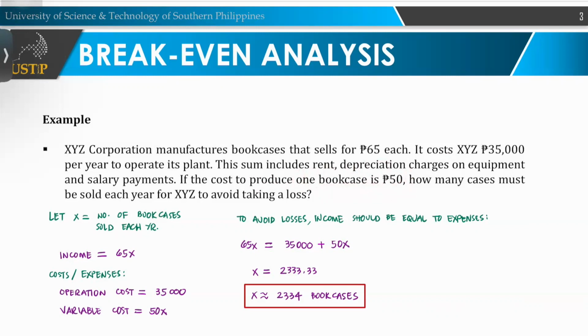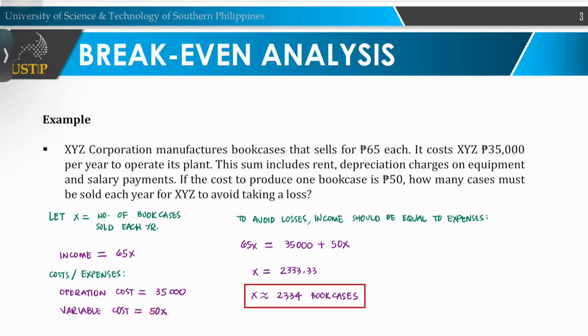This is the cost per unit. So it is volume based, meaning it depends on how many units you have sold. That's also the variable cost. So if it says here that the variable cost, or the cost to produce one bookcase, is 50 pesos, meaning if you multiply that by the number of bookcases sold, then that is your variable cost. Okay, 50 pesos times how many bookcases are being sold.